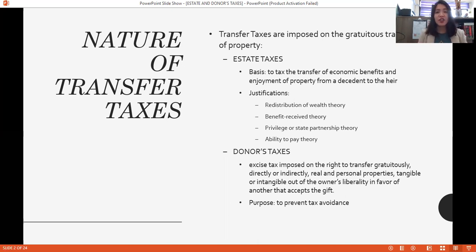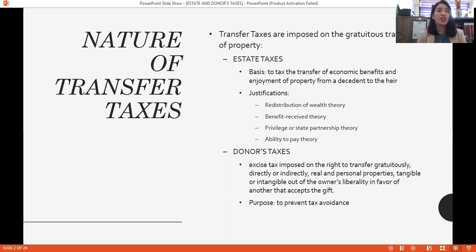So yung topic natin ngayon is about transfer taxes, which refer to taxes on gratuitous transfer, meaning to say, yung mga transfer na walang kapalit or walang bayad, okay? Ano yung mga kind of transfers na walang bayad, no? Like, we have estate taxes and donors taxes. Ano itong estate tax? Itong estate tax, ini-impose ito kapag merong transfer from a dead person to a living person.